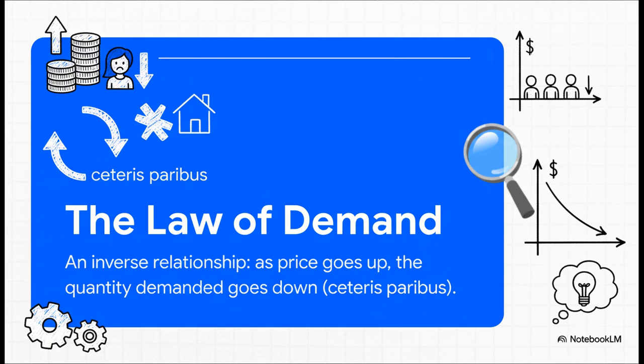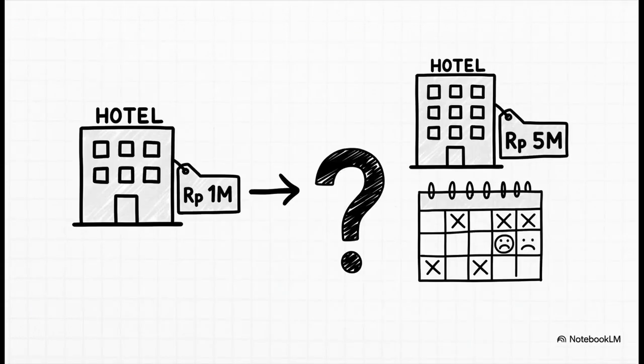And it's actually super intuitive. It's an inverse relationship. When you, the manager, raise the price, fewer people are going to want to book a room. It's that simple. Now, we do have to assume that everything else stays the same. That's the ceteris paribus part, that fancy Latin phrase economists love, just so we can isolate the pure effect of your pricing decision.